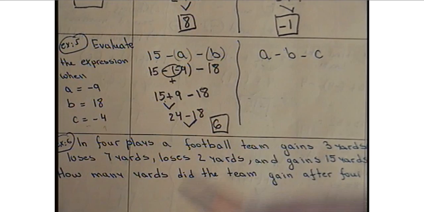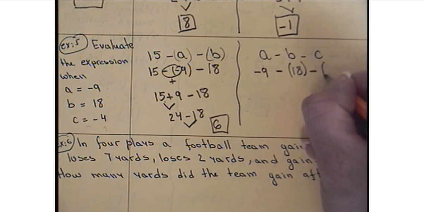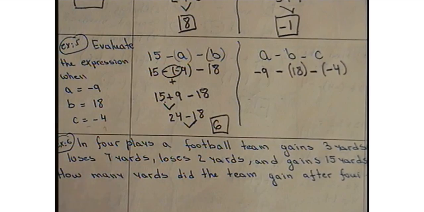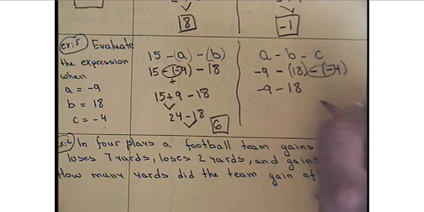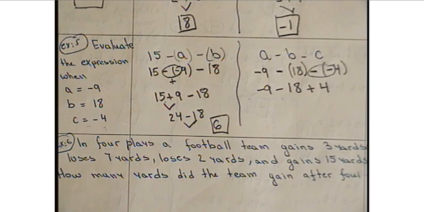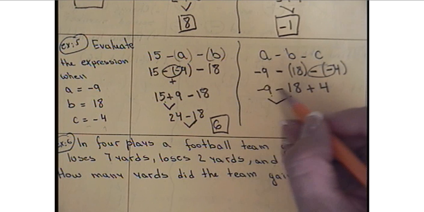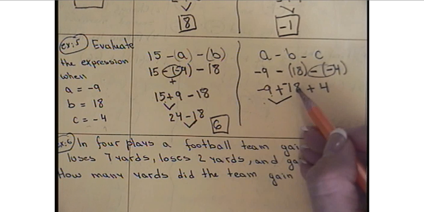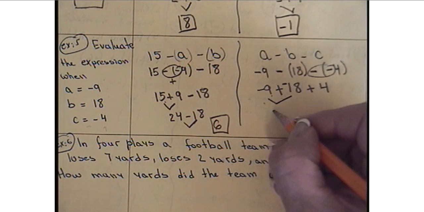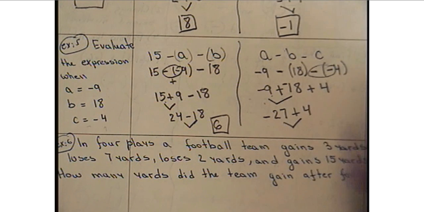Next expression, a is negative 9, minus b is 18, minus c is negative 4. So I will keep those, negative 9 minus 18, but we'll combine those two and we'll say plus 4. So now from left to right, we're going to add those two. When we have negative and negative, we said we change the sign to plus and we add. So negative 9 plus negative 18. 9 and 18 are 27. We keep the negative sign, plus 4. Negative 27 plus 4 will give us negative 23. Final answer.